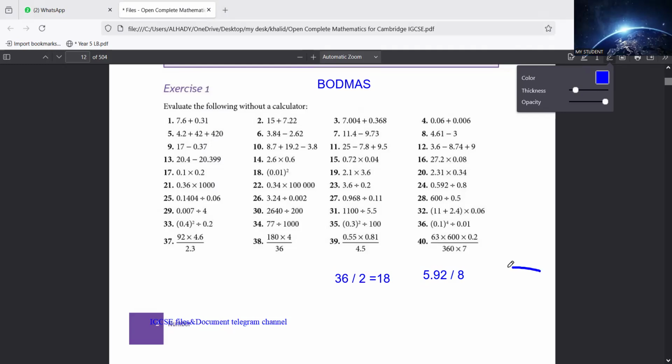Long division, you do the division house. You write the 5.92 divided by 8. Can we divide 5 by 8? No, because 5 is smaller than 8. So we need to take the 59, right? Whenever you use the first number after the decimal point, 9 is after the decimal point, right?